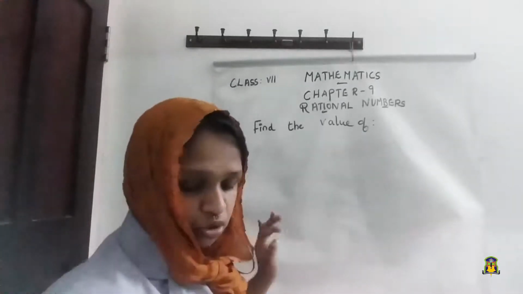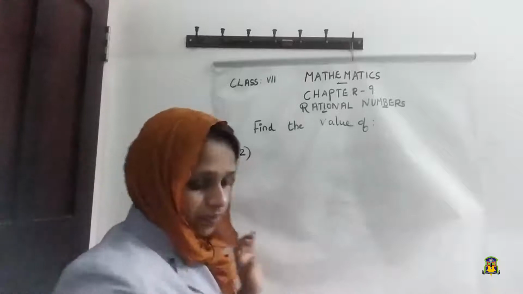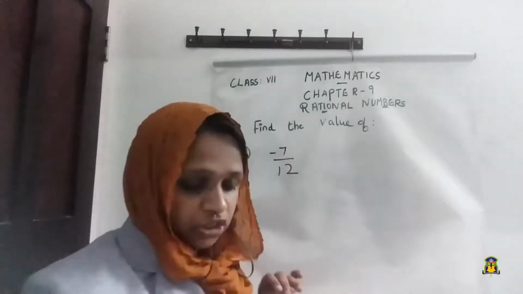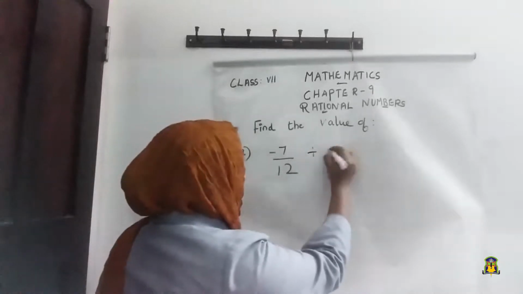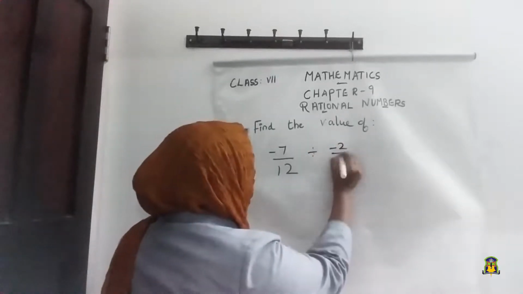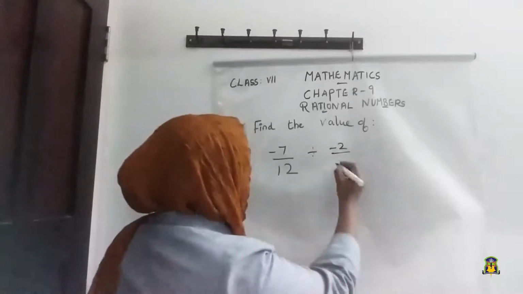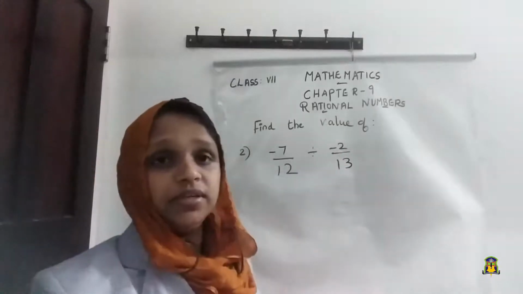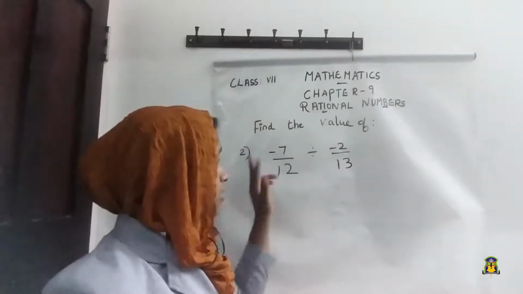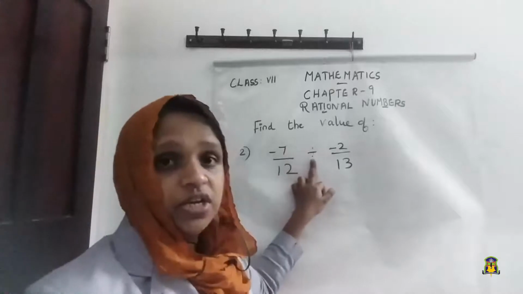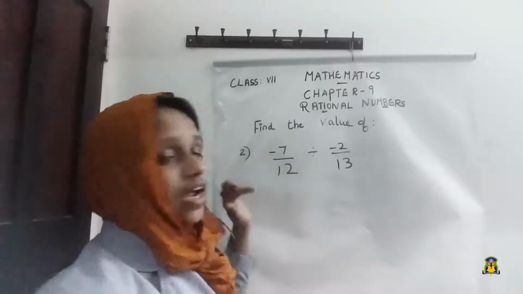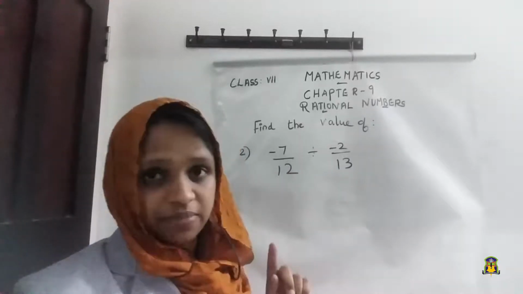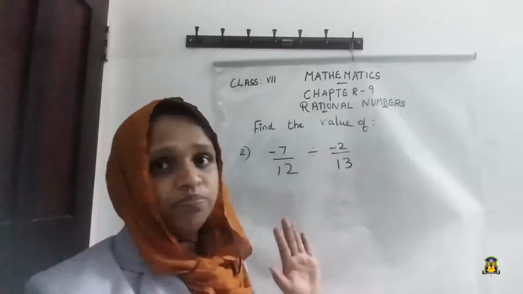Next question. We can move on to the next question. Yes, it is negative 7 by 12 divided by negative 2 by 13. Negative 7 by 12 divided by negative 2 by 13. How can we do this? This is division. So first rational number, no change, isn't it? To divide two rational numbers, both are of the form P by Q.